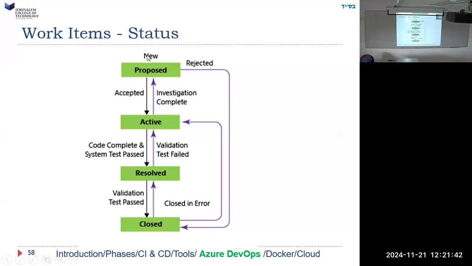Work item status. So any work item can be proposed, then it can be activated, then it can be finished. But then it has to be tested, and once it's tested, it's closed. If when we tested it, we found an error, we have to go back and make it active again, continue working on it, then we can announce it as being finished, and we can test it again. Or when we propose it, we can say, no, we're just going to immediately close it.